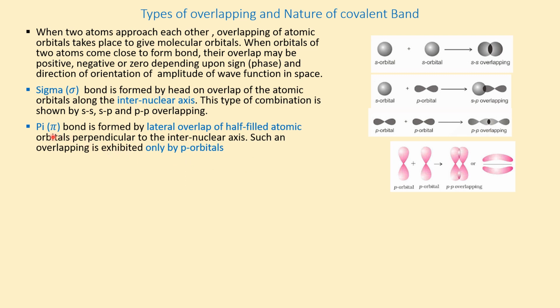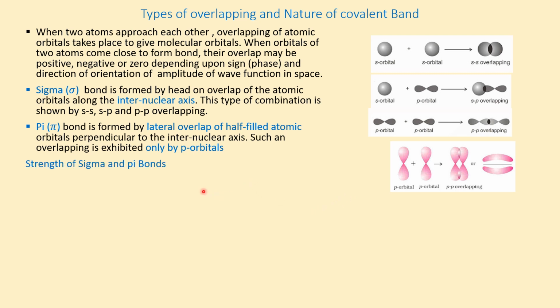There can be a pi bond. There is another form of bond called pi bond, which is formed by lateral overlapping. See here, previously it was horizontal, now it is lateral, that is vertical. So this is a vertical p plus vertical p. This p orbital and this p orbital combine to form two overlaps as shown in the figure. Such an overlapping is exhibited only by p orbitals. Please note, pi bond is formed by only p orbitals.